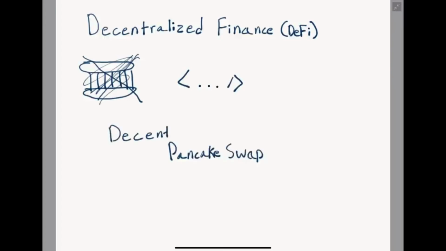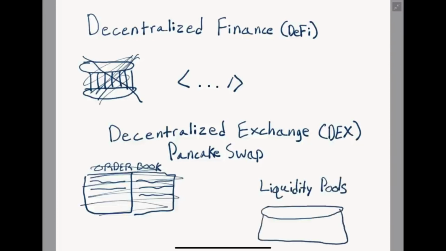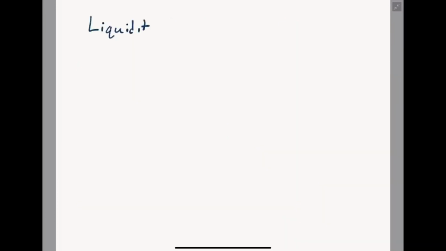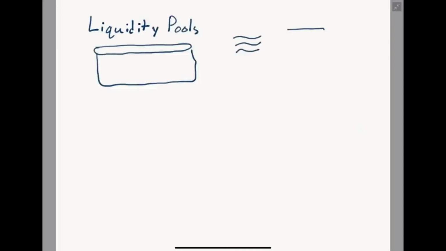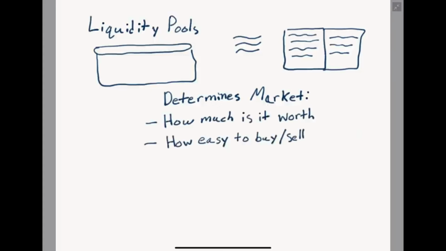Pancake is an example of a decentralized exchange, or DEX, where there is no order book model. Instead, these exchanges rely on liquidity pools to determine the price and availability of assets they list. Liquidity pools are basically the order book of decentralized exchanges. Liquidity pools determine the market, how much an asset is worth, and how easily you can buy or sell it at a fair market value.